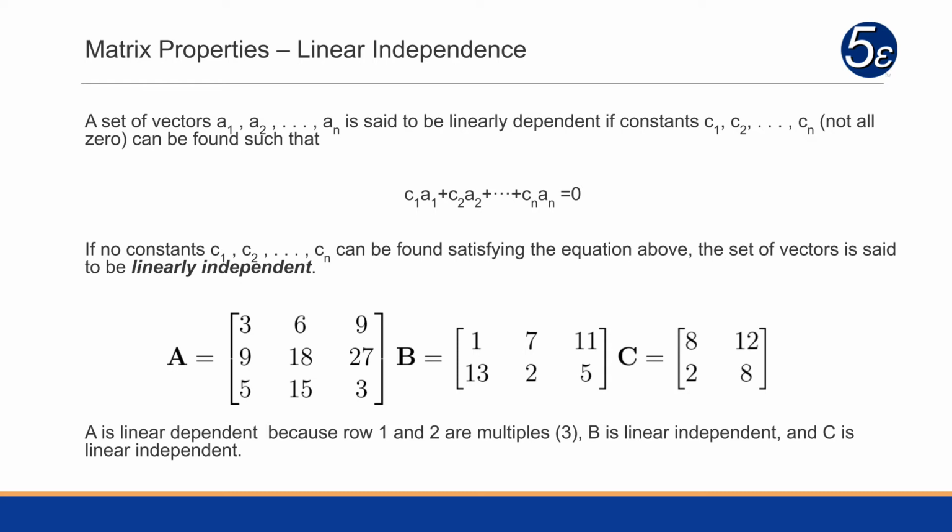So if we take a look, in the matrix A, if we multiply the top row by -3, we would end up with a multiple of the second row in the matrix. So therefore, this is linear dependent because rows 1 and 2 are multiples of -3. B is linear independent, and the reason is because we cannot find a multiple that will work to satisfy the equation above. And the same holds true for C. C is linear independent.